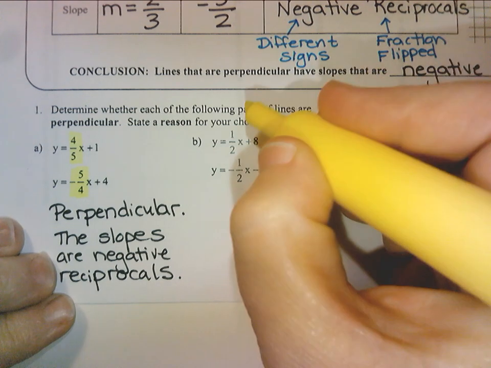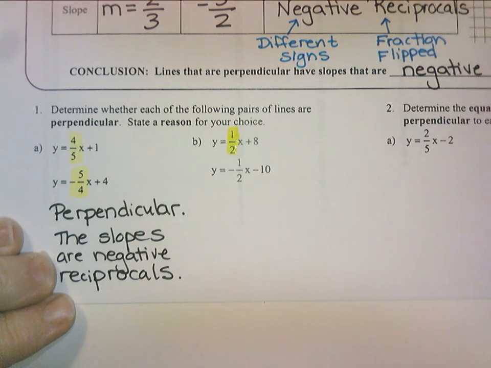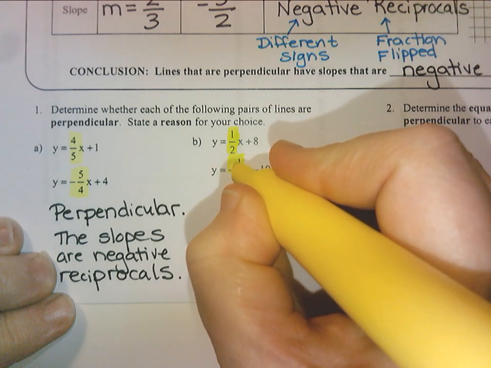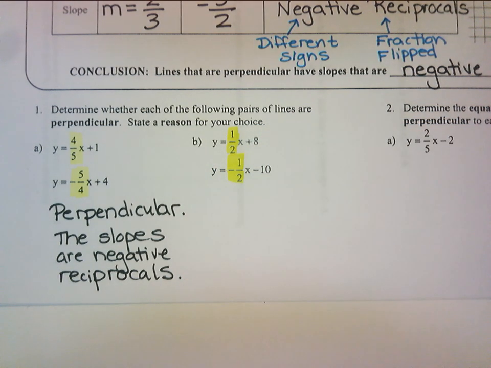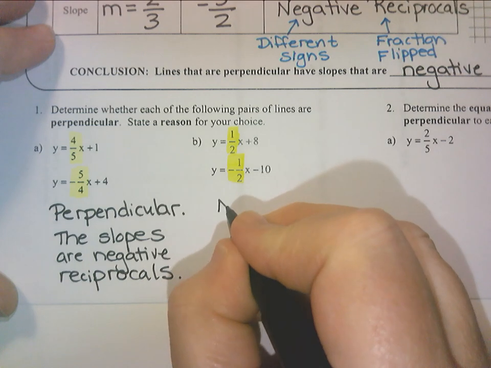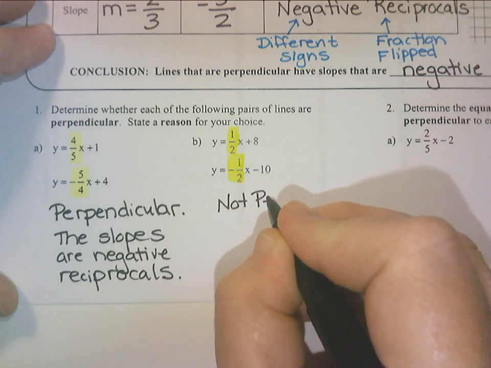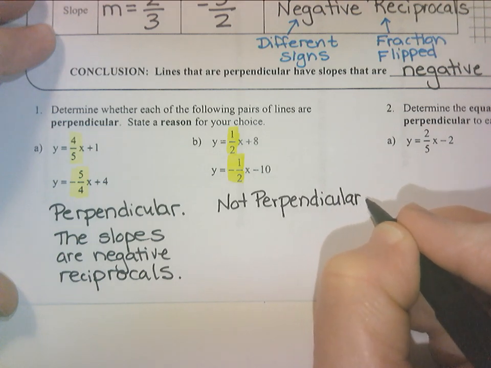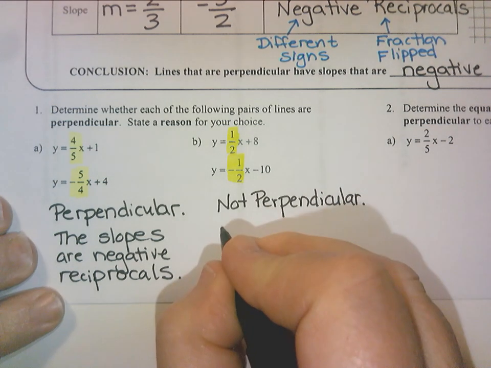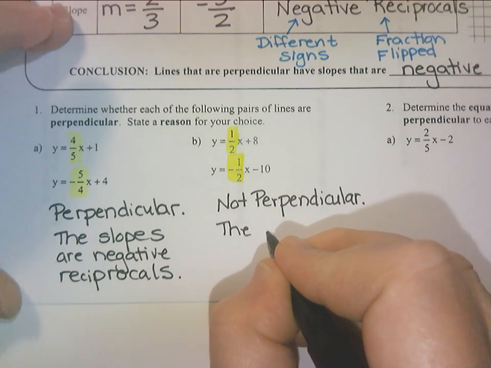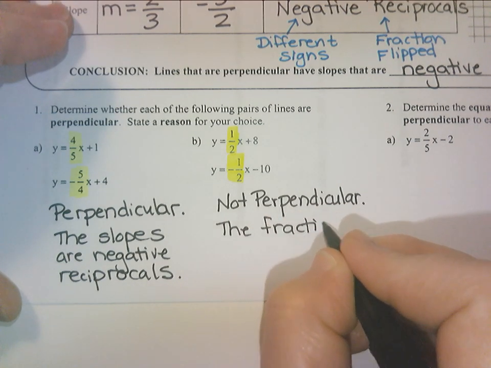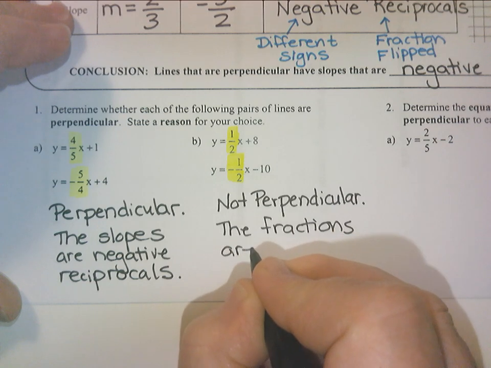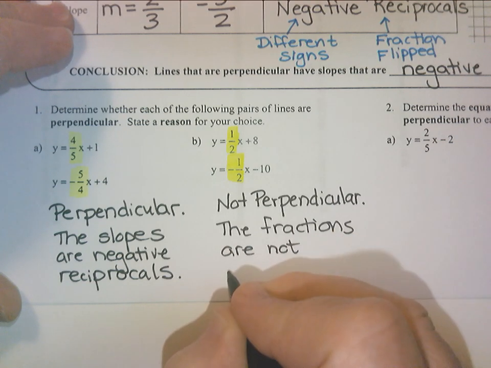Okay, we're going to check in. So the first line has a slope of 1/2. The second line has a slope of negative 1/2. Do they have different signs? Yes. Are the fractions flipped? No. So these are not perpendicular. And my reason is the fractions are not flipped.